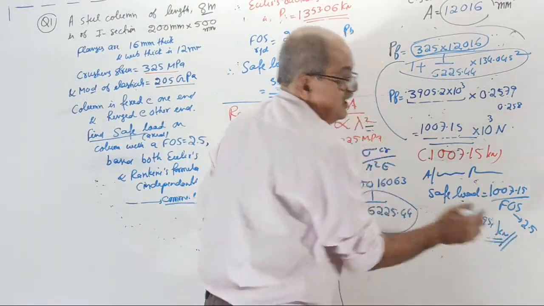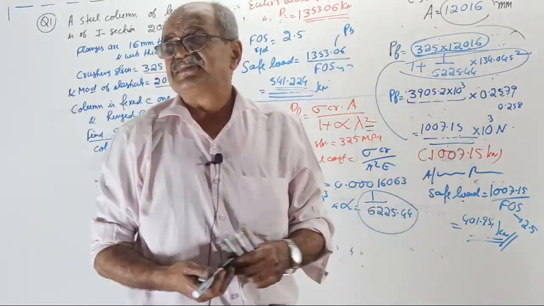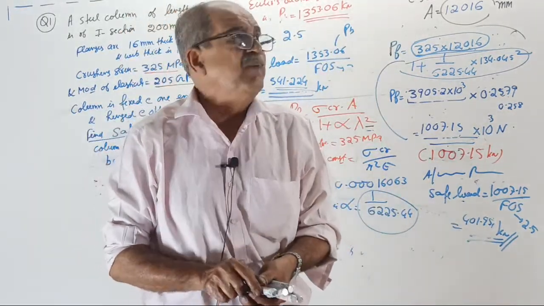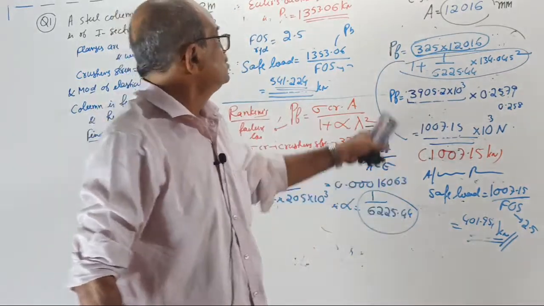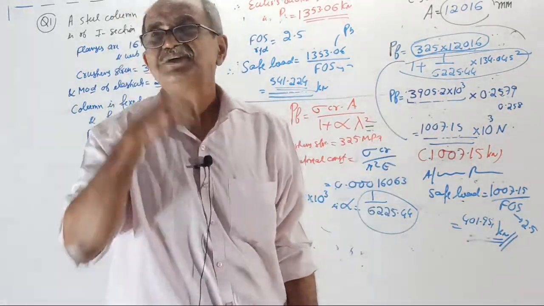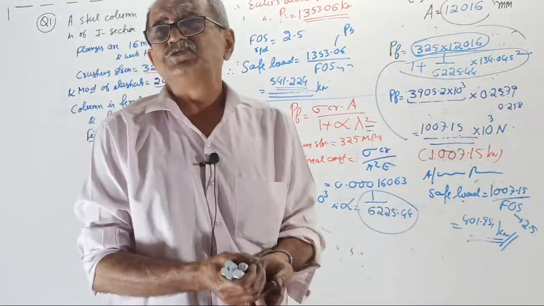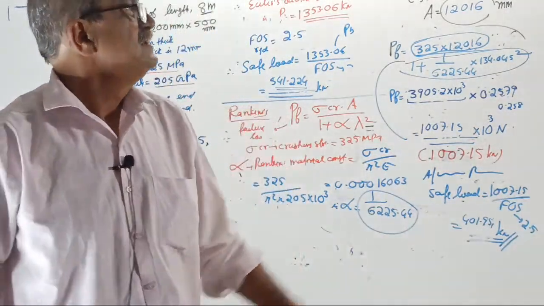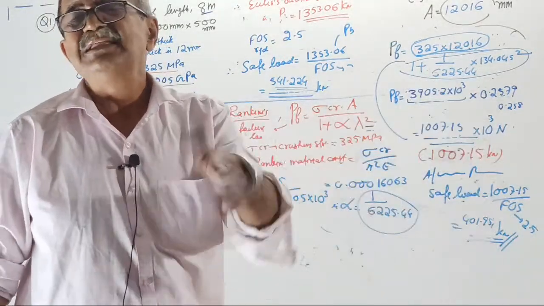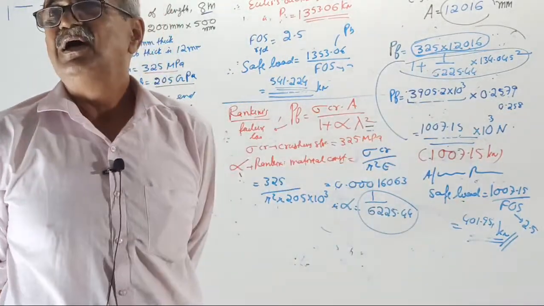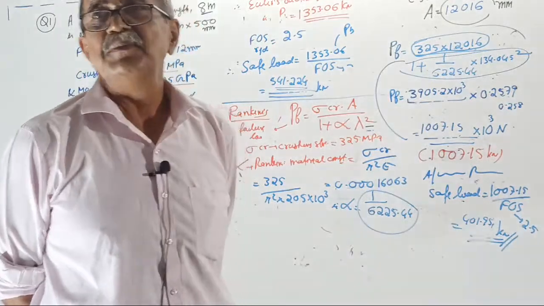This is a numerical example which took more than 1 hour. I have seen this question solved online in 2 minutes. Why? See, buckling load PB equals pi square EI by L effective square. Pi square is known, E is known, I they find. They will give L effective, which is L by root 2. Substitute, Euler's load comes.